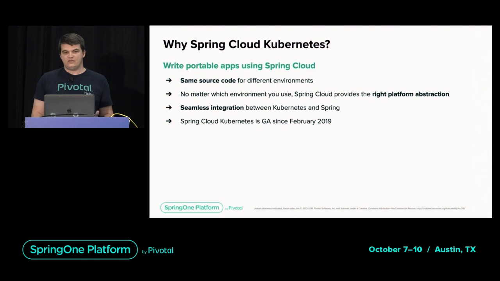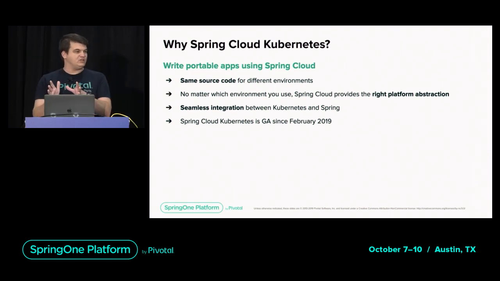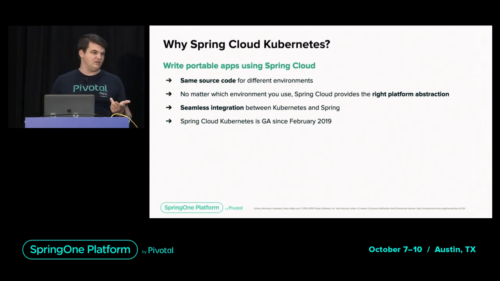And this is a great feature because you just keep the same source code, and you can just deploy your application to Kubernetes in no time, with great ease. And no matter which environment you use, using Spring Cloud, you have the right platform abstraction to do this. And the good thing with Spring Cloud Kubernetes is that it provides a seamless integration with everything you know about Spring Boot and Spring Cloud.